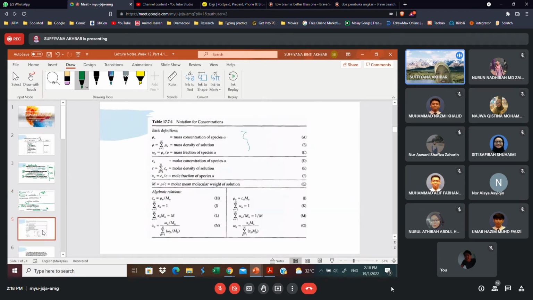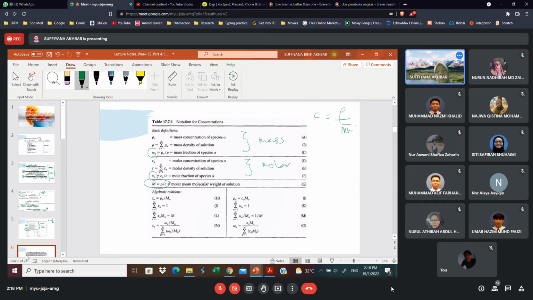Okay, this is the notation for the mass. Meanwhile, this one is the notation for concentration in terms of molar. Okay, what is the molar? So molar concentration is equal to the mass concentration, the density, divided by the molecular weight. That is the difference. And omega A is used for the mass, while for the molar concentration it is X A.